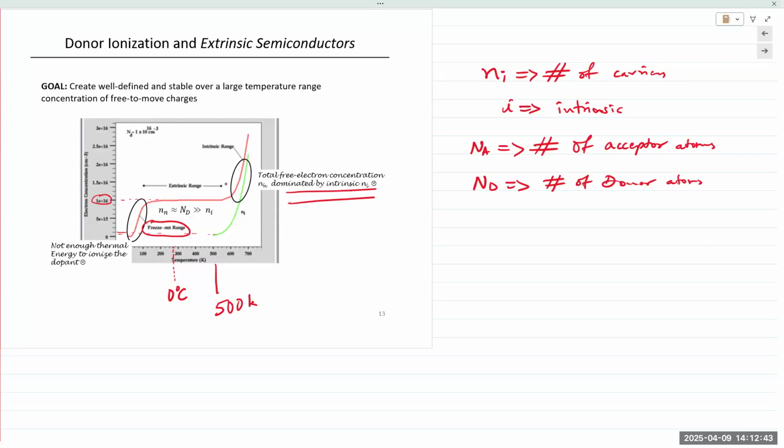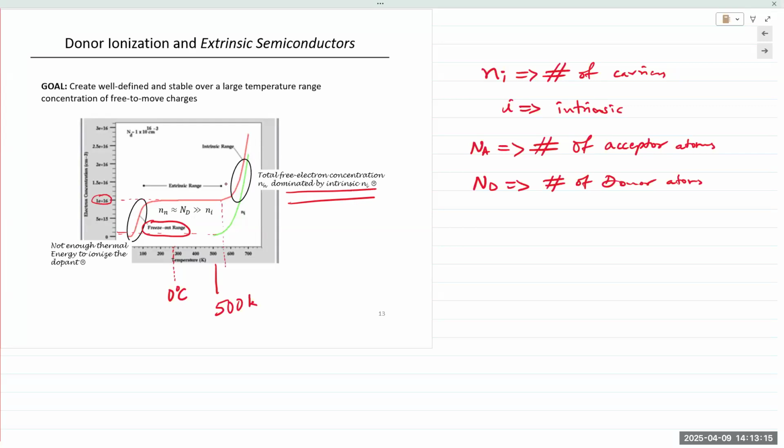The level of dopants required to actually create or overcome the intrinsically generated carriers is at least 10 raised to 14, 10 raised to 16. Okay, so at 10 raised to 16, the extrinsic carriers are far larger than the quantities of the intrinsically generated carriers. Okay, and that holds true all the way until, I would say, about 550.